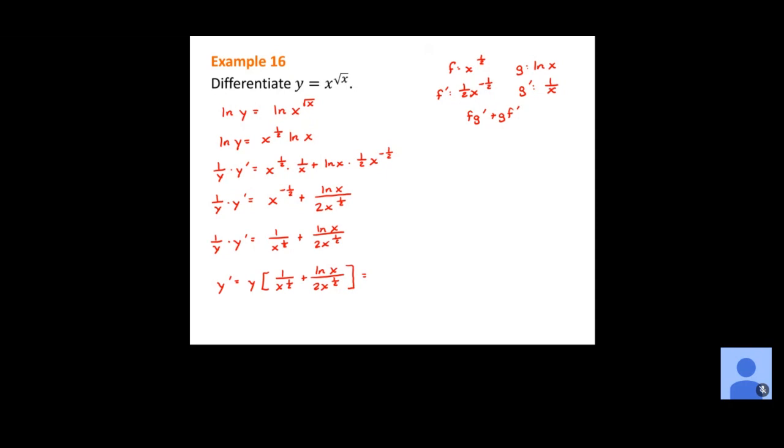Good. Now we can substitute the original function for our y there. So that's going to give us x square root of x times 1 over x to the 1/2 plus natural log of x over 2x to the 1/2. And that's it. So again, just make sure you get everything back in terms of x here, right? Don't leave any y's in your derivative. And that should be our final answer.